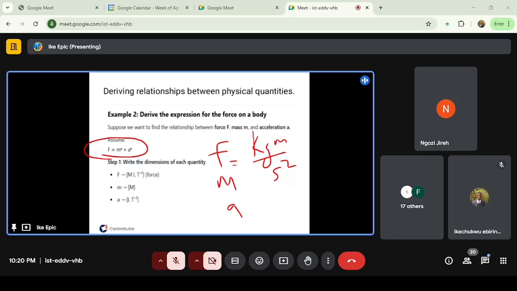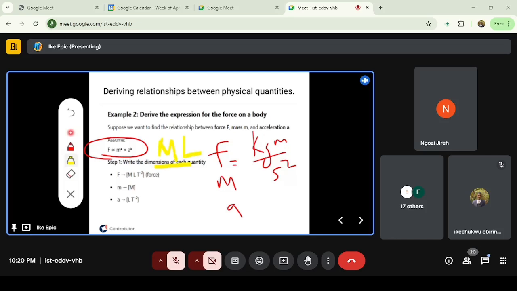Kilogram is M. Meter is L. And over time is T, like seconds is T, so that is T squared. So with that, we've been able to get the dimension for force. The dimension for force would now be ML over T squared, as you can see on this side.